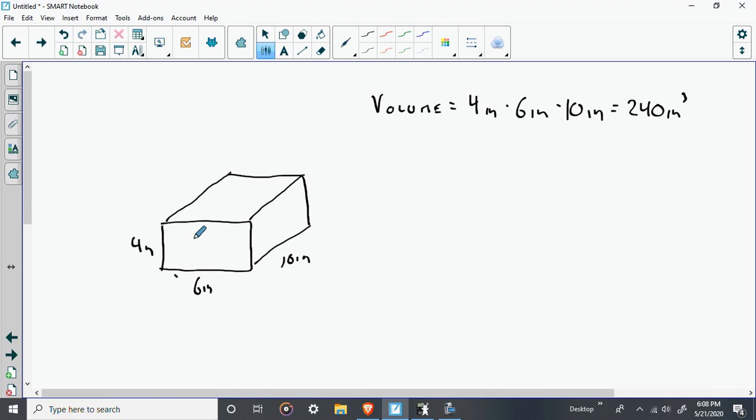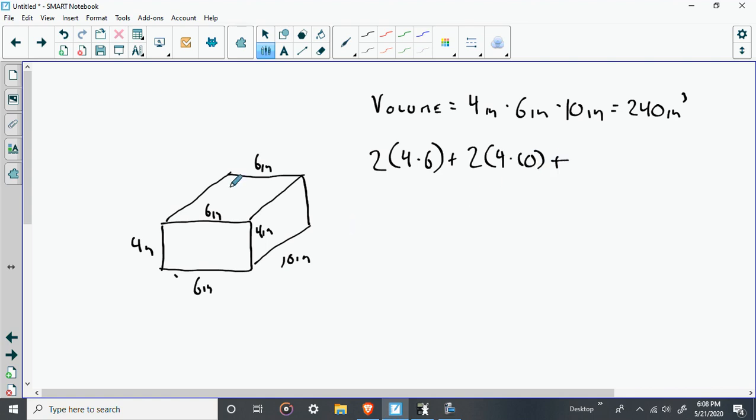So let's start thinking, if this is 6, I know that this is 6. I know this one back here is 6. Well, I know that the front and the back are the same. So I have a 4 by 6 in the front and a 4 by 6 in the back. So we'll say 2 times 4 by 6, the front and the back. Well, this side I know is 10 inches long, but I also know it's 4 inches high. So I know that I have 2 of those, the left side and the right side. 2 times 4 times 10.